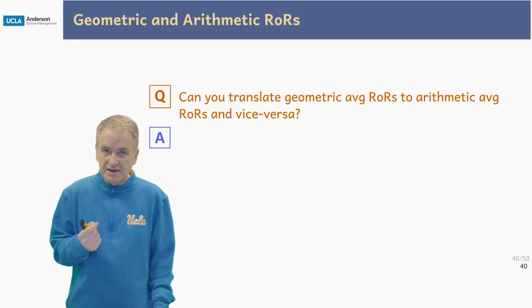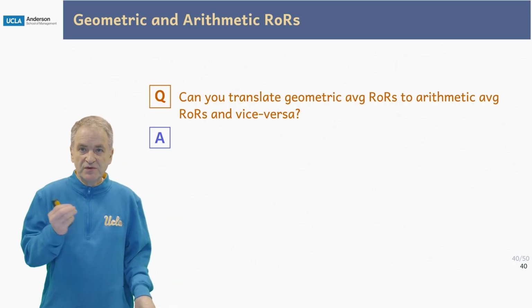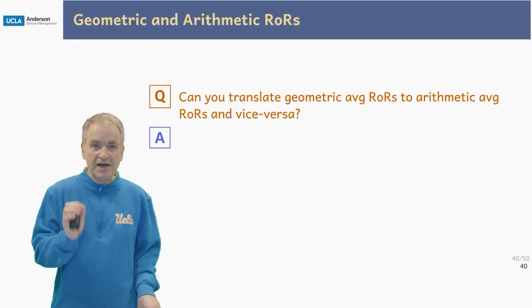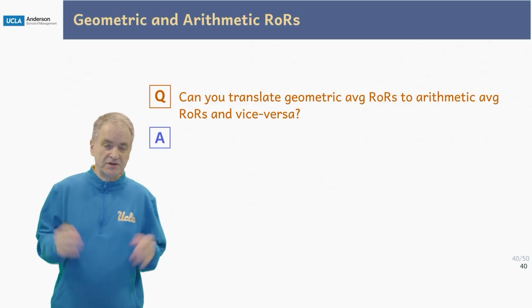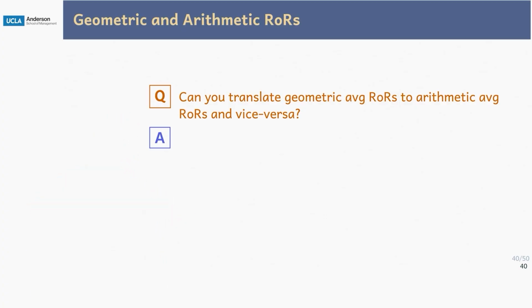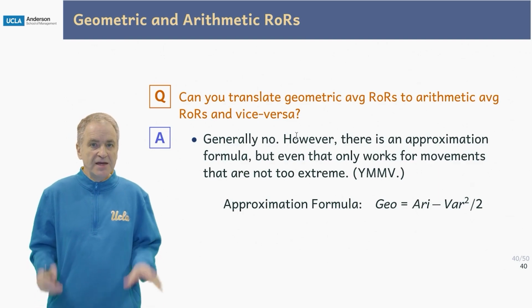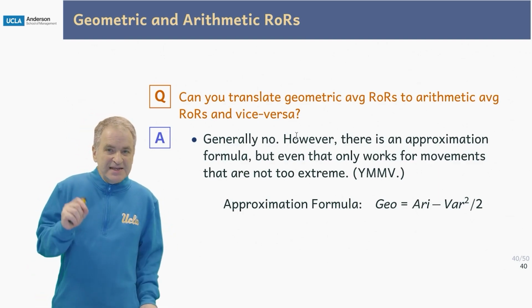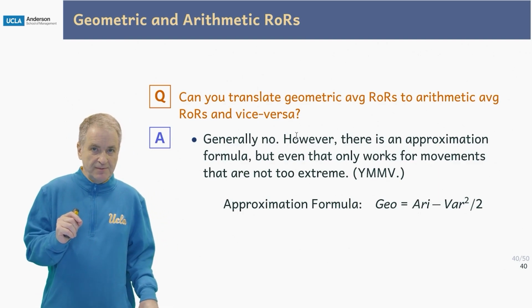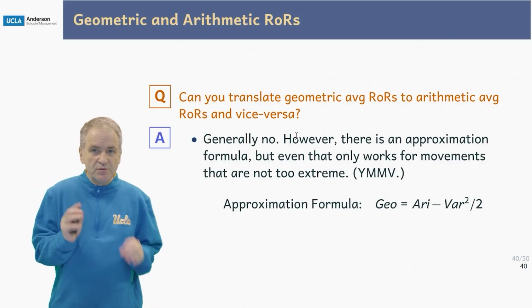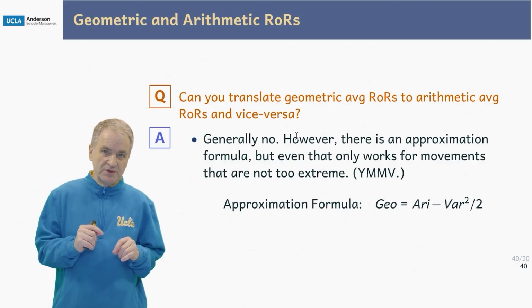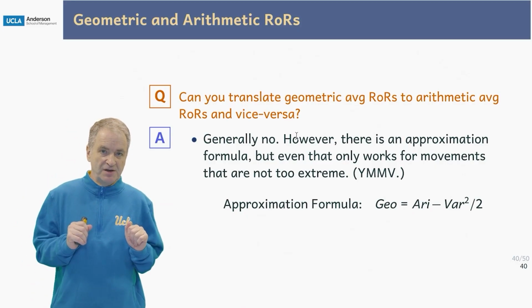Can one translate the geometric average rates of returns to an arithmetic average rate of return, or vice versa? Please pause this video now, answer the question on a piece of paper, and then continue. Generally, no. There is an approximation formula, but even that only works for movements that are not too extreme. So your mileage may vary on this one.